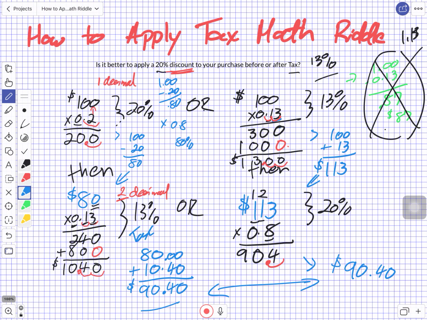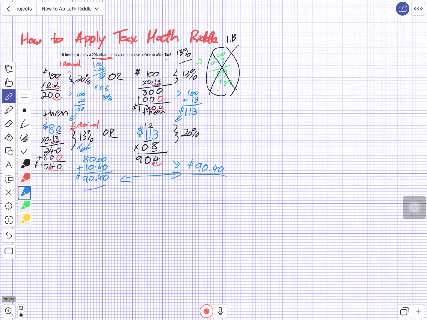$90.40. Was that any different from here? No. It was. And remember you said this at one point. You're like, oh, maybe it's the exact same. It is the exact same. So why did that happen? This is the really important part, okay?